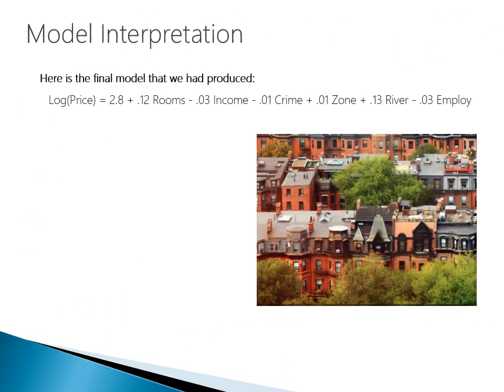Nevertheless, this is the model that we're going to use. If we wanted to continue to tweak the parameters, we could go about doing this. So the final model that we have shows the log of price equaling 2.8 plus 0.12 times rooms minus 0.03 times income minus 0.01 times crime plus 0.01 times zone plus 0.13 times river minus 0.3 times employee.